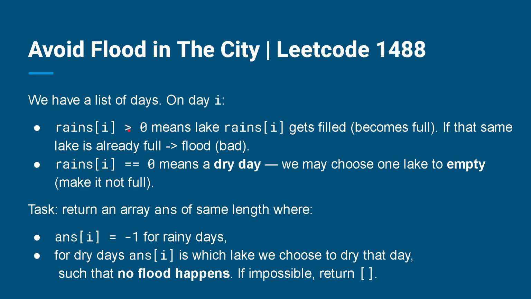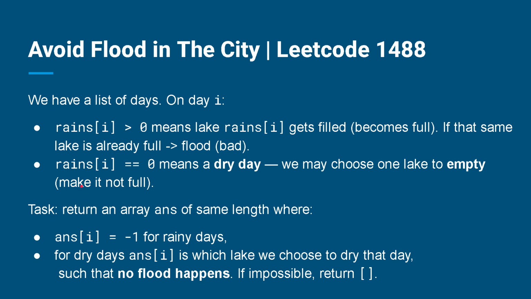If it is greater than 0, it means some filled water is there, so if we add water again, there will be a flood. We have to avoid the flood. It means we have to dry whenever we find such a value, but how we are going to dry it, that we have to understand. If rains[i] is equal to 0, it means a dry day, so you may choose one of the lakes to make empty.